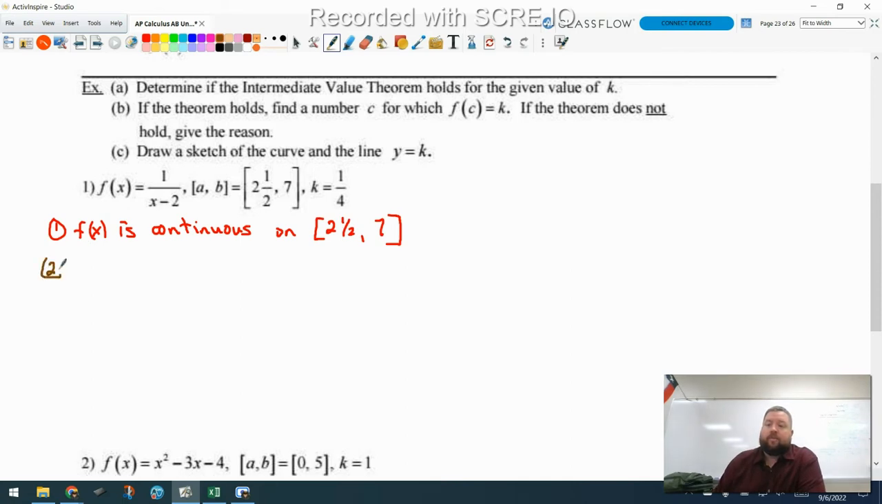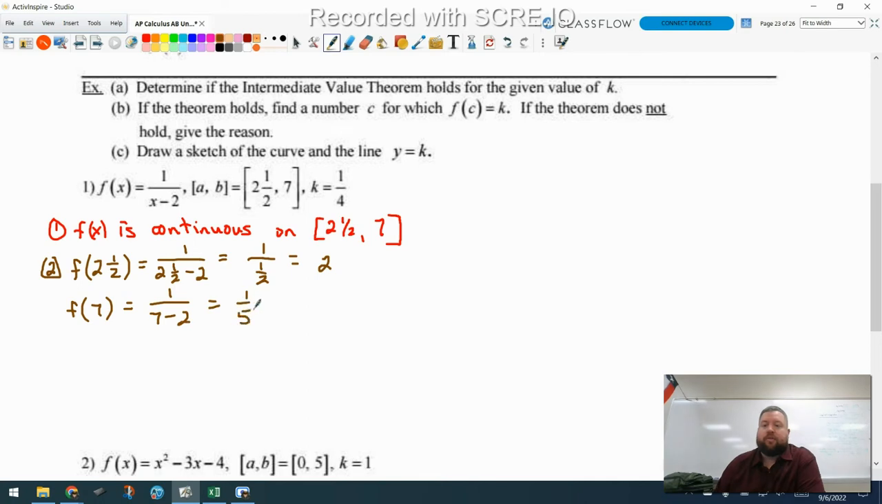All right, number two, we need to find our f of a and f of b. So f of a is f of 2.5. So that's equal to 1 over 2.5 minus 2. So that's 1 over 1/2. 1 over a number is the reciprocal of that number. So that's equal to 2. F of 7 is 1 over 7 minus 2, which is 1/5.